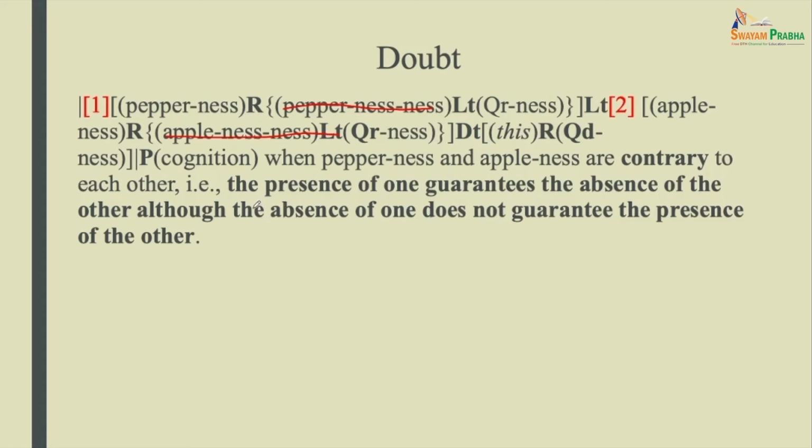Now, what is contrariety? Two things are contrary when the presence of one guarantees the absence of the other, although the absence of one does not guarantee the presence of the other. So if something is an apple, definitely it's not a pepper. It guarantees the absence of pepperhood, and also vice versa. But if it is not a pepper, there is no guarantee that it's an apple. It can be anything else. It can be a mango or something else, right? This relation is called contrariety.